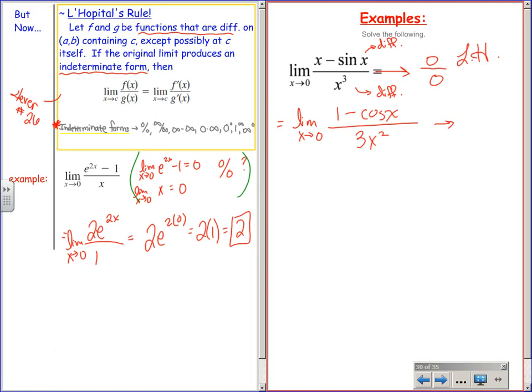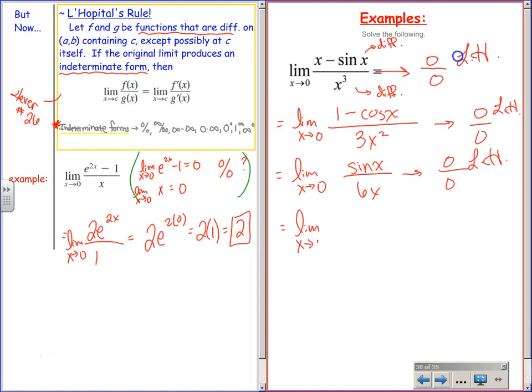Cosine of 0 is 1. Please know your unit circle. Oh my goodness, we should go again? Yes. Derivative of 1 is 0. Derivative of negative cosine is negative sine, all over 6x, which is also 0 over 0. I'm done. No, you're not. One more. Don't you see what's happening to the denominator?